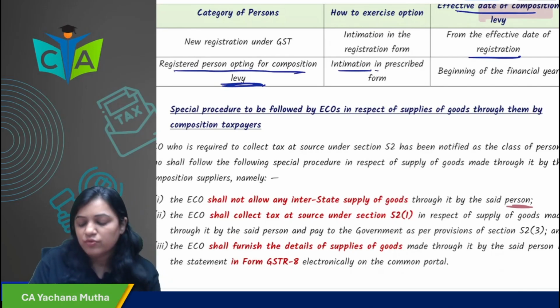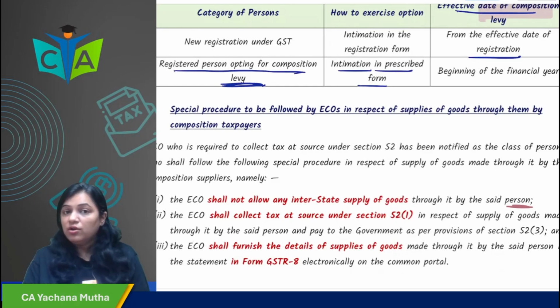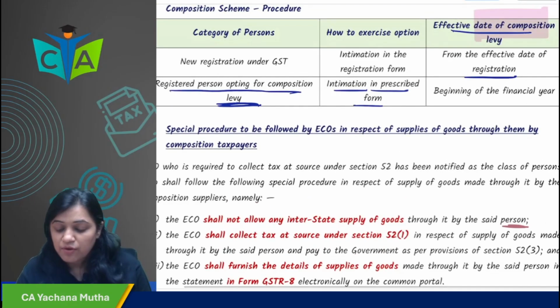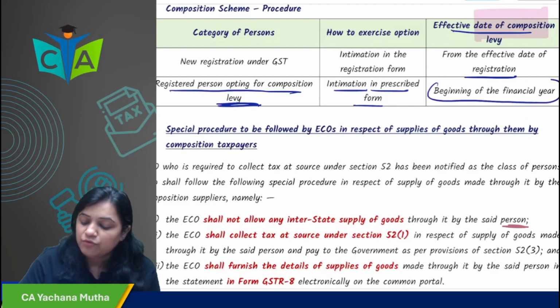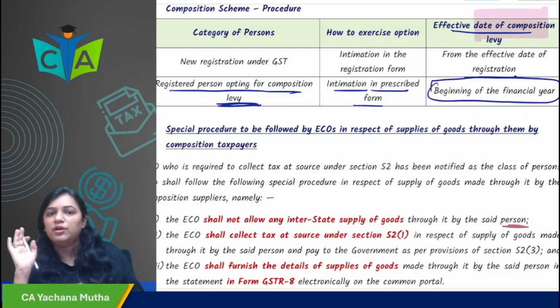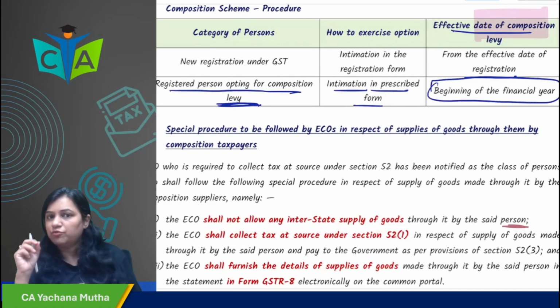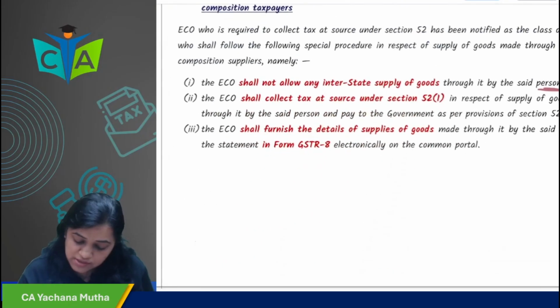In that case, you have to exercise the option. How will you exercise it? You will intimate it in the prescribed form, and it will be effective from the beginning of the financial year. In the middle of the year you cannot jump into the scheme. From 1st April only you can get into the scheme if you are already a registered person, from the beginning of the financial year. So okay, this is simple.